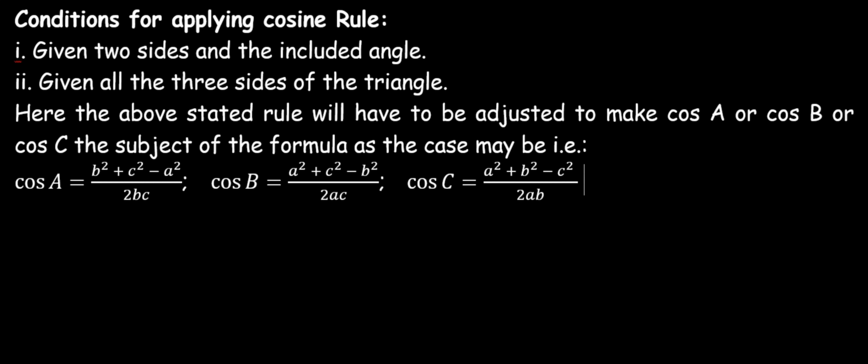Examples on the application of the cosine rule. Find length xz in the triangle below. Solution. Two sides and the included angle are given. Thus, the cosine rule applies here.